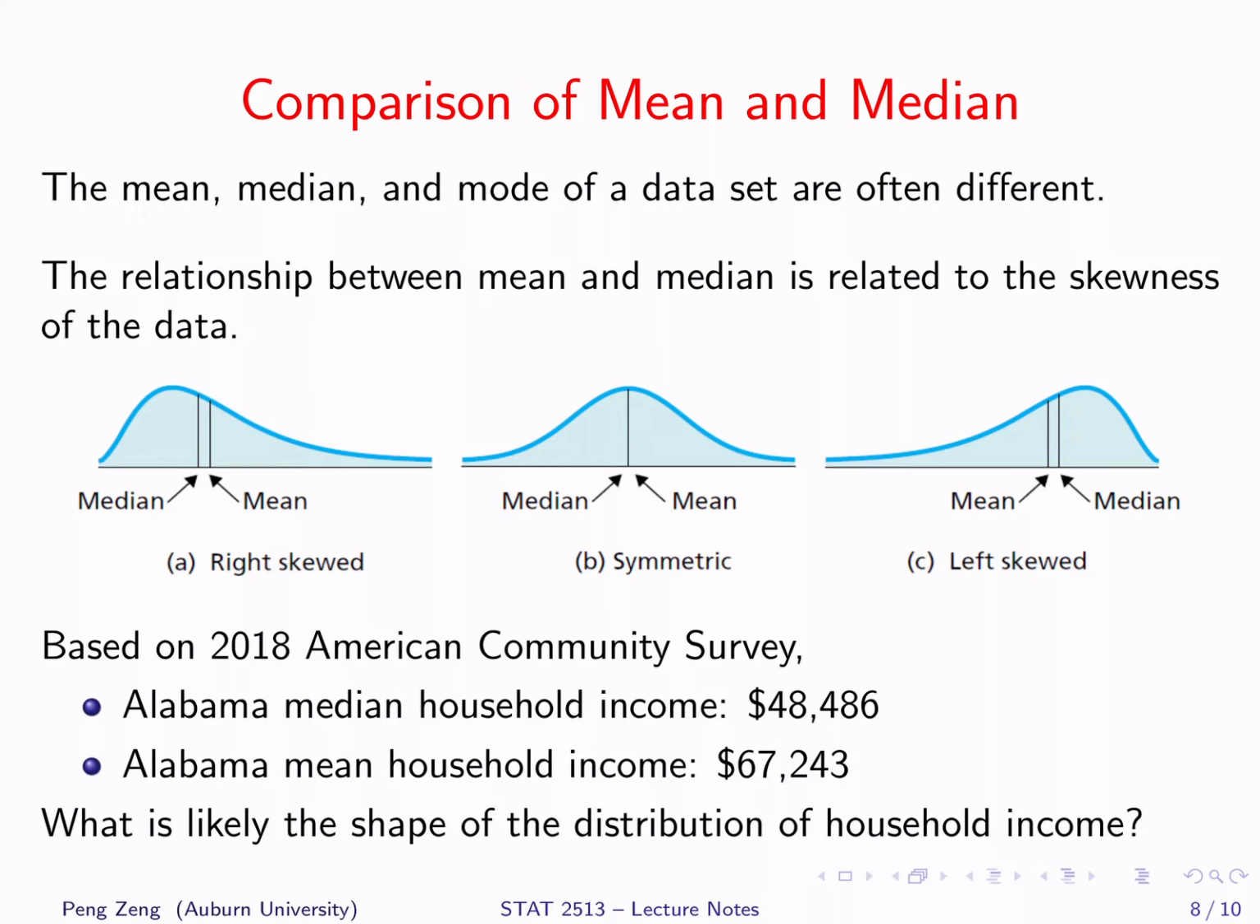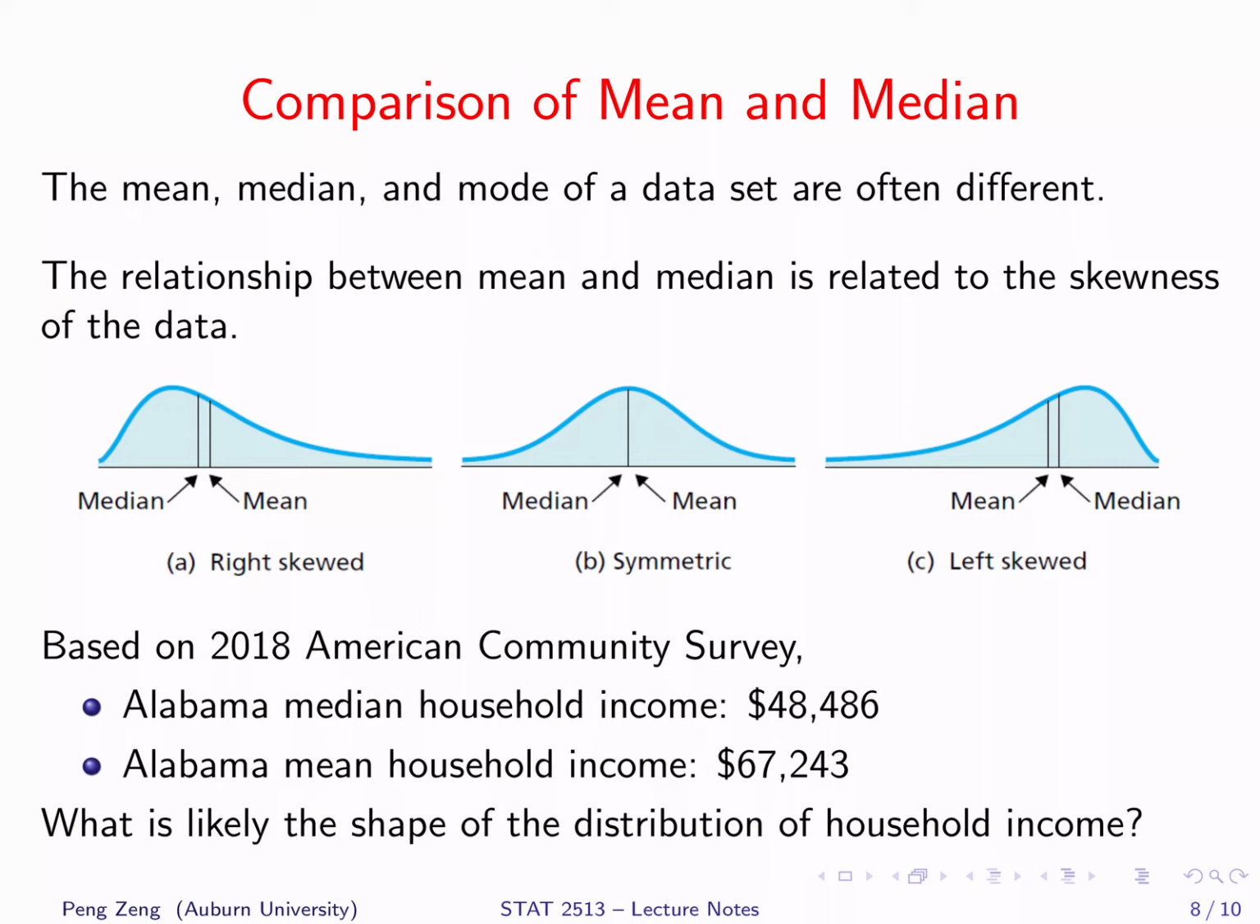Therefore, by comparing the mean and median, we may have a rough idea about the skewness of the distribution of the data. If the mean and the median are close to each other, the distribution is roughly symmetric. If the median is much larger than the mean, the distribution is left-skewed. If the median is much smaller than the mean, the distribution is right-skewed.